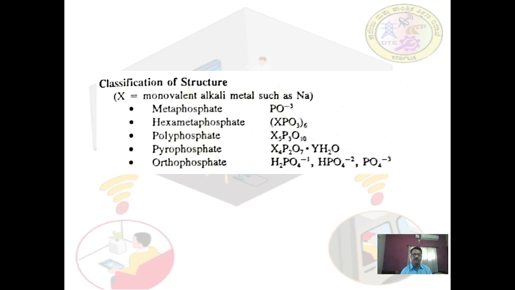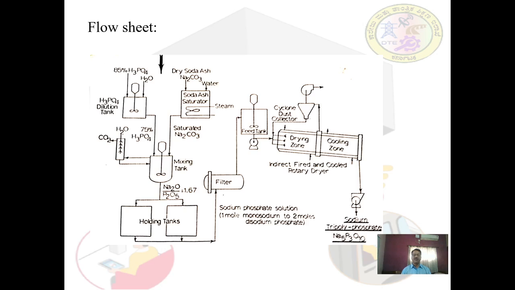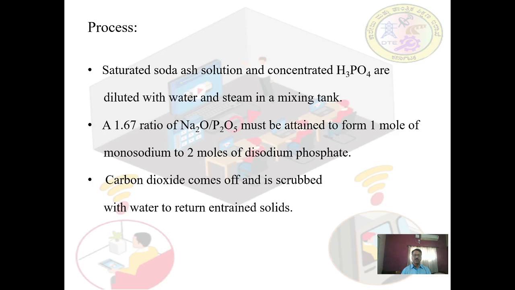The various structures of sodium phosphates, depending on the sodium content: metaphosphate, hexametaphosphate, that is polyphosphates, pyrophosphates, orthophosphates, etc., where X in this equation is alkali metals such as sodium. This is the flow diagram for the production of sodium tripolyphosphate process.